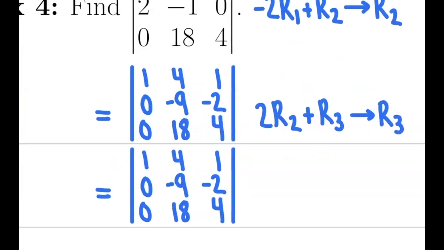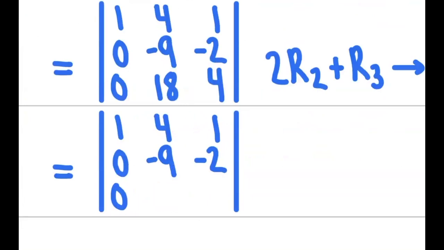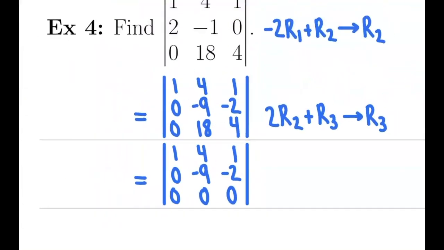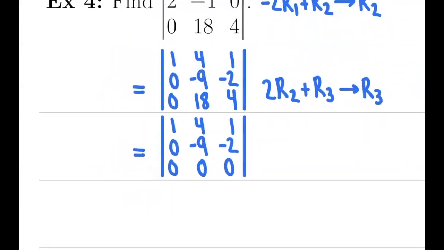So when I do 2 times the second row, this will become -18 and -4. And when I add that to the third row, it'll become all zeros. So this will become zeros. And what's the determinant of a matrix that has a row of zeros? One of the entries along the diagonal is going to be 0, so you're multiplying some things by 0. So that's how it goes.